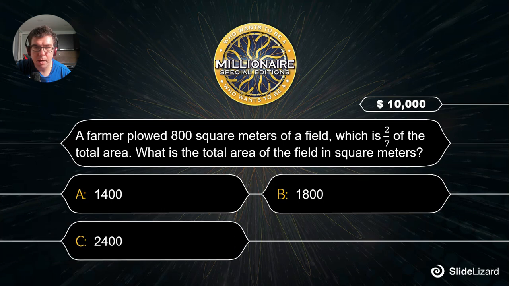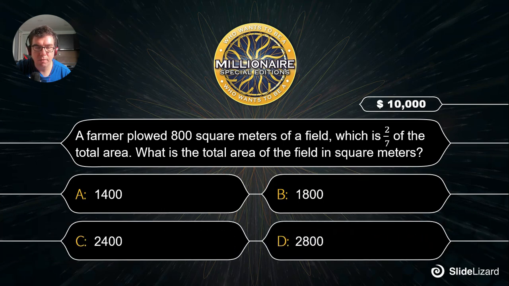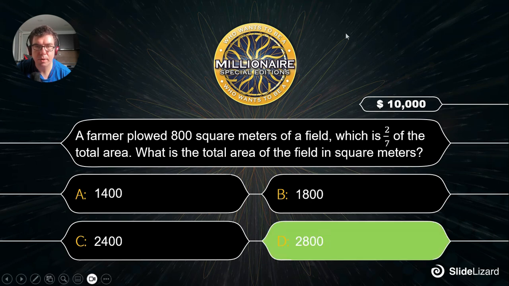A farmer plowed 800 square meters of a field, which is 2/7 of the total area. What is the total area of the field in square meters? Think about it. 5 seconds, pause the video and give me the answer. Okay, did you find D, 280? 280 is correct. Let's work it out.